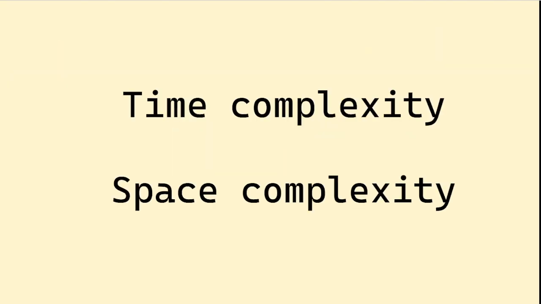We can see the complexity of an algorithm from the perspective of the amount of time required and the amount of memory space required when the algorithm runs. These are called time complexity and space complexity respectively.